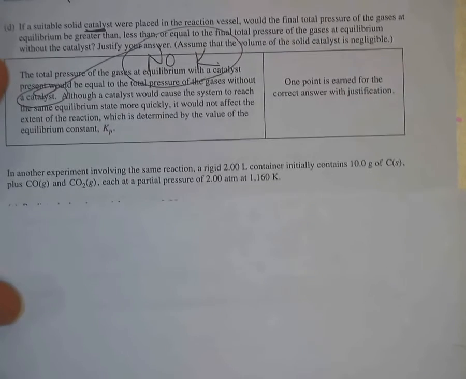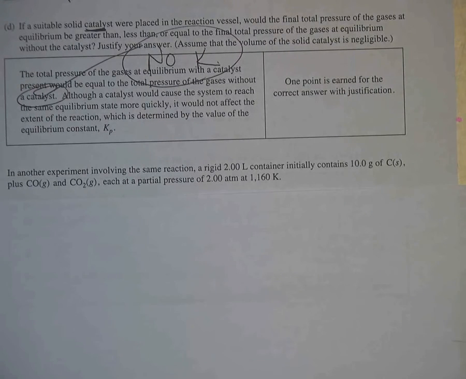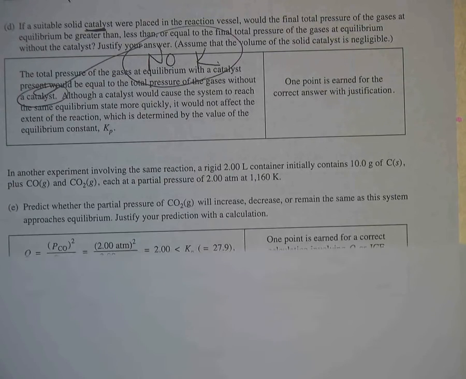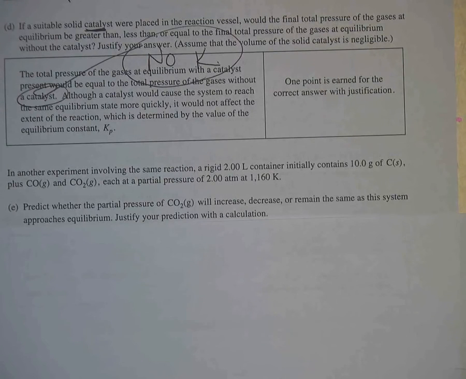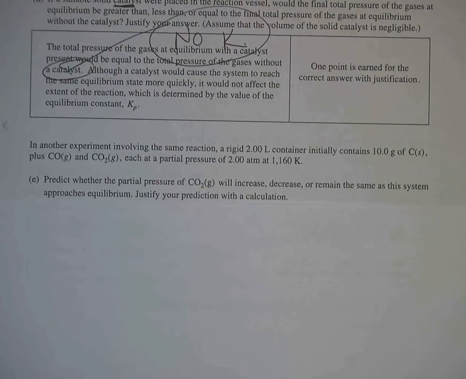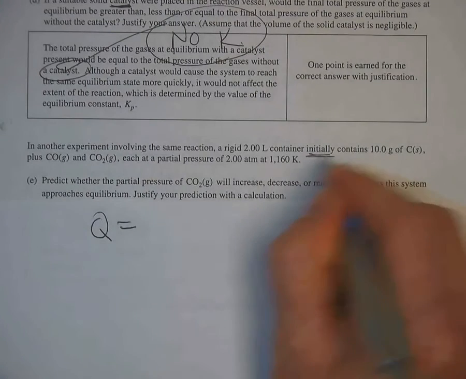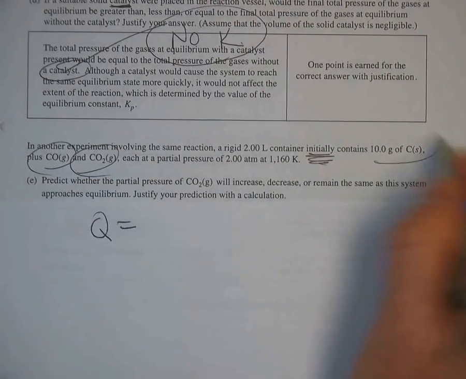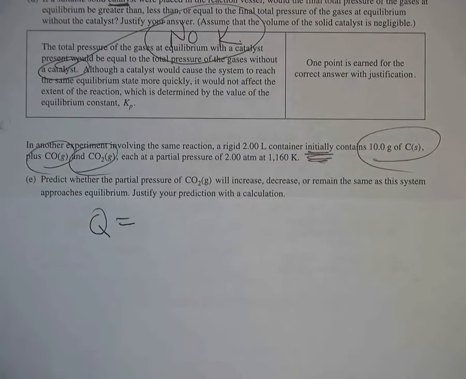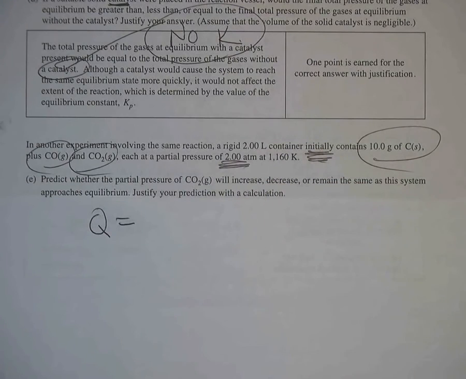In another experiment involving the same reaction, you've got a 2-liter container, 10 grams of carbon, plus some CO and CO2 partial pressures. Predict whether the partial pressures will decrease, increase, or remain the same as the system approaches equilibrium. Justify your prediction with a calculation. Bottom line, they want you to find Q, because they tell you the initial amounts here, okay? And they want to find out from those initial amounts what has to happen to become K.